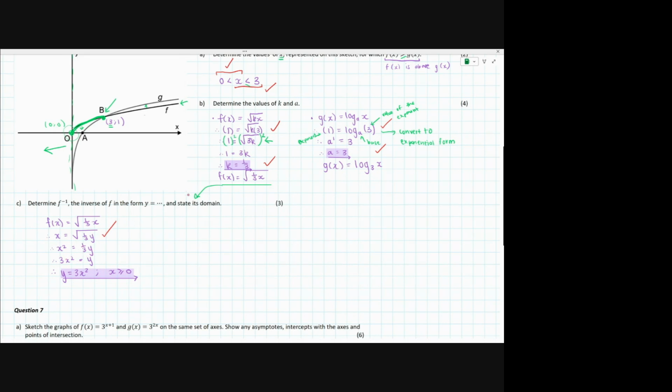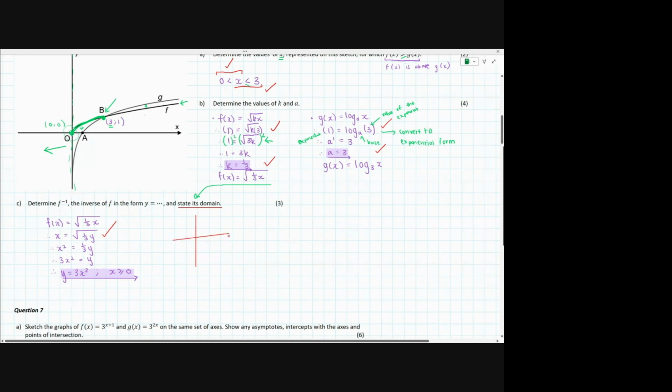3x squared. Now, importantly, it says state its domain. Now, we had this discussion on Monday where we spoke about the fact that in order for an inverse function of a parabola, so in order for a root function to be a function, we would have to restrict the domain. All right, so remember, this would be a positive quadratic function.